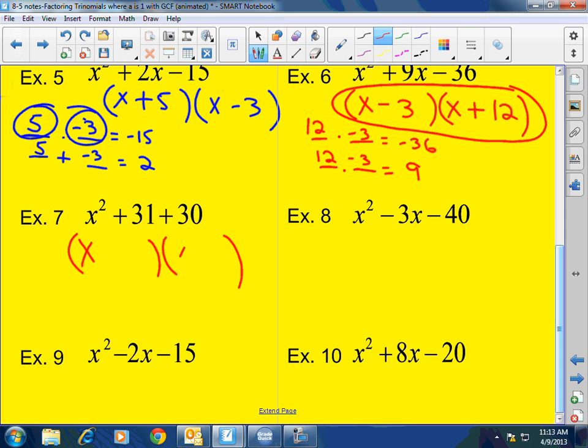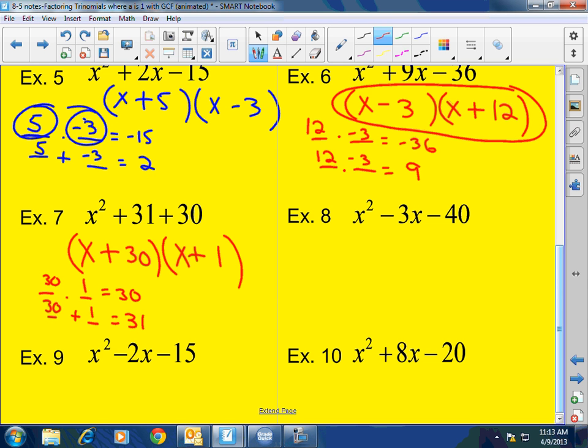I got my setup, x and x, it's all positive, so plus plus. What times what equals 30, boys, but when added together is 31? 30 and 1, very good. 30 times 1 is 30. 30 plus 1 is 31, yes. Done. Perfect. Great job, son.